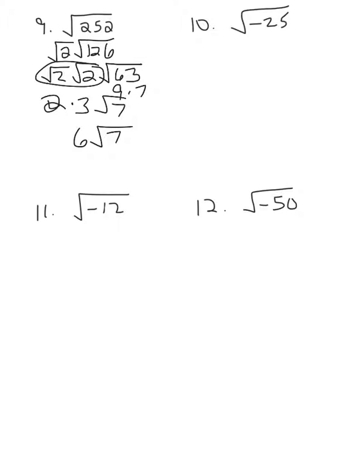Now, I have a feeling it was supposed to have a negative sign in there. And if it did, then it would be 6i square root of 7. But I'm going to leave it as is and go on from there.